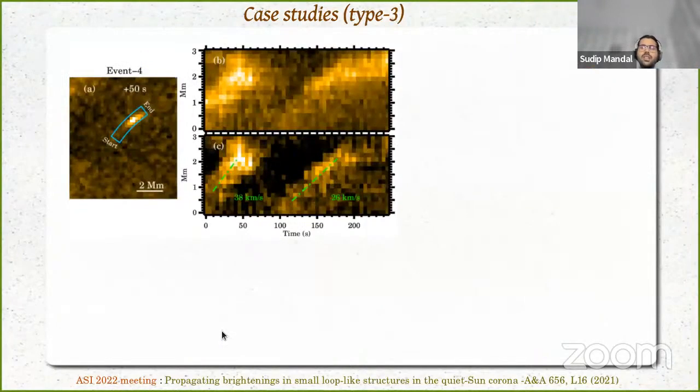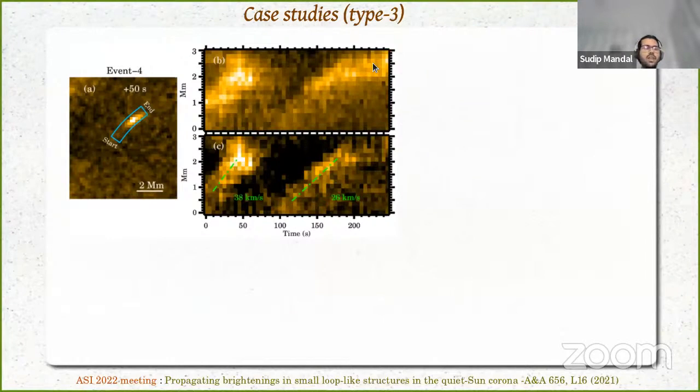So let's look at another case, which we call multiple ejections. We see that from one single structure, we have multiple slanted ridges corresponding to multiple brightenings propagating from one point to another point. There is an interesting feature in this particular event: you see that this line is slowly getting tapered off. In a time distance map, it means the velocity is slowly decreasing and it is decelerating.